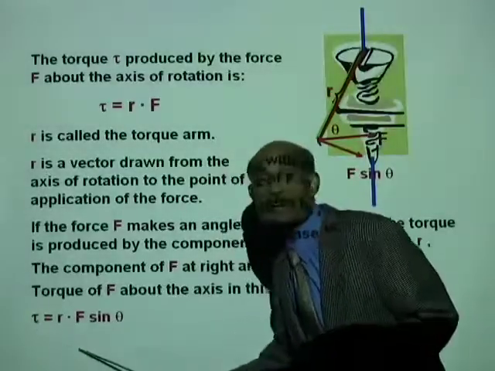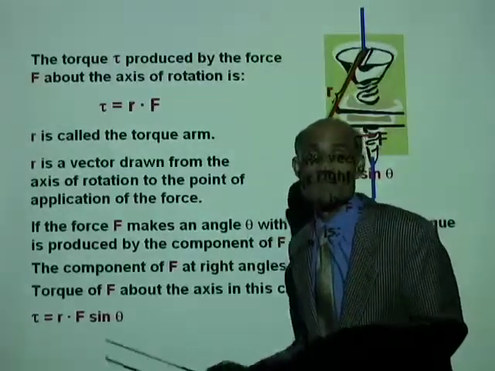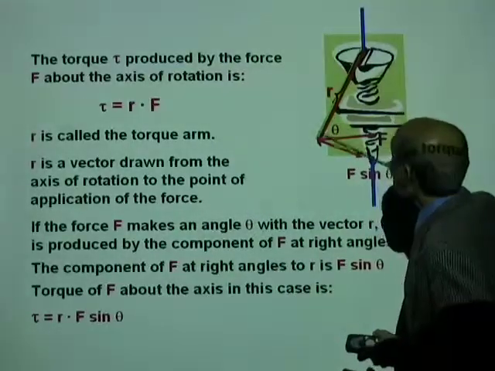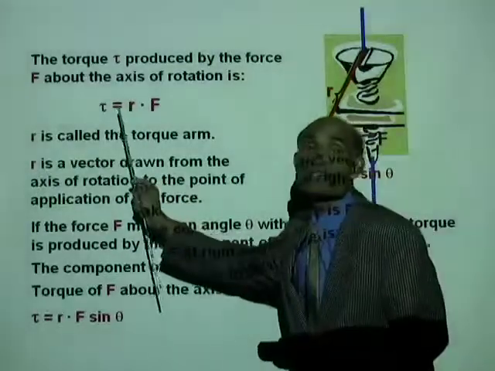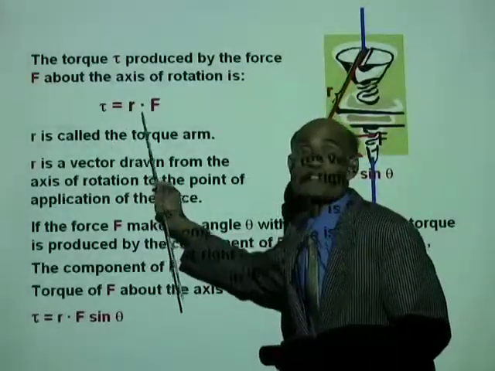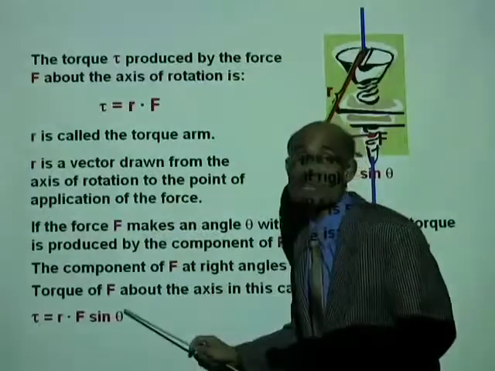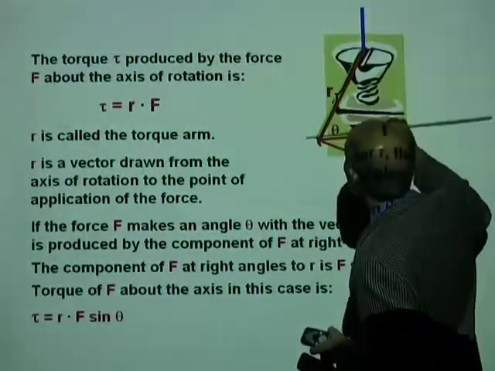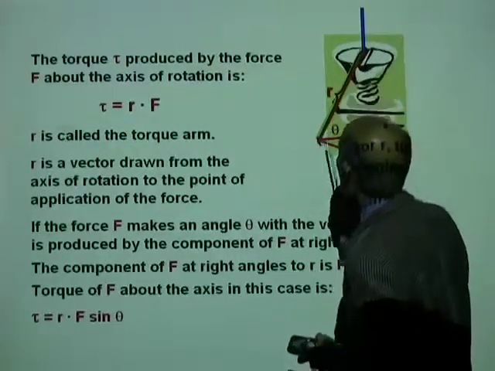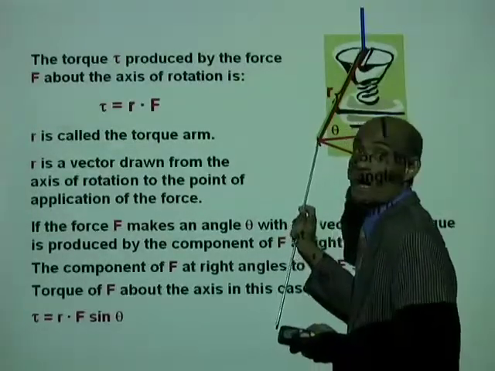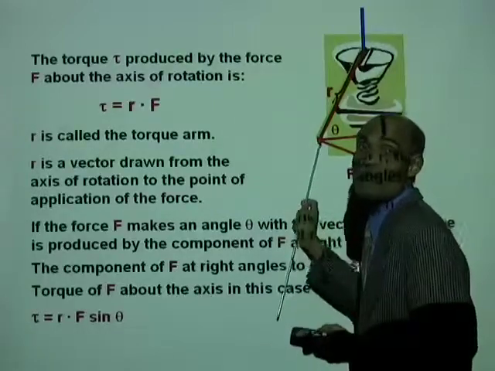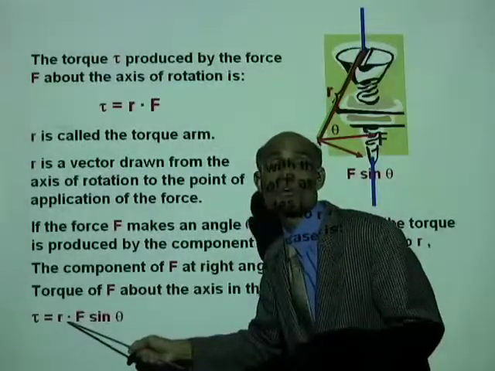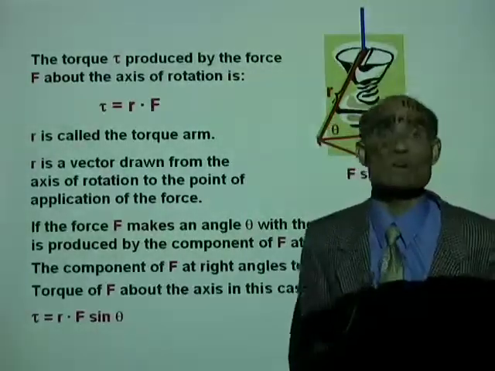So this is a general equation you can remember. When theta equal to 90 degrees, tau equal to r times F. In other words, sine 90 is 1. If theta equal to 0, that means the force and the torque arm are in the same direction. The angle between them is 0. That means that force cannot produce a rotation.